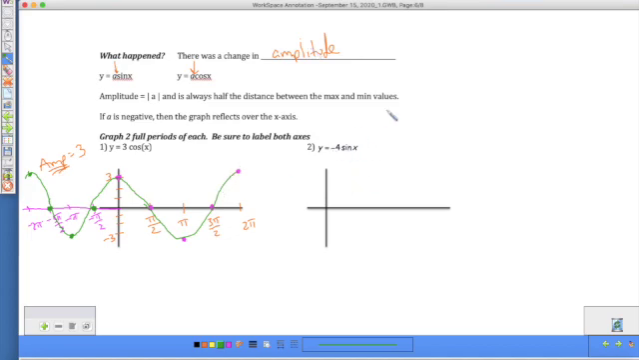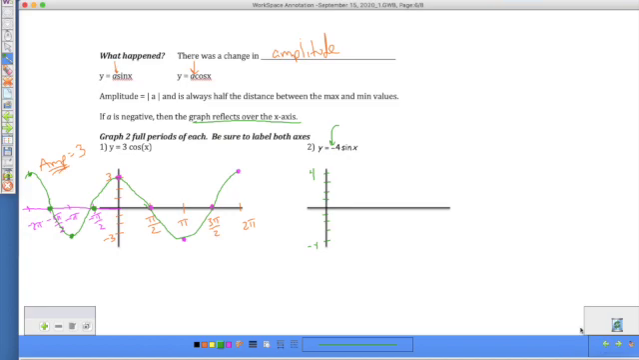Y equals negative 4 sine x. That's not much different. We're going up to 4 and down to negative 4. 1, 2, 3. 1, 2, 3. Now, we do have a negative here, and this says that if there's a negative, the graph reflects over the x-axis.